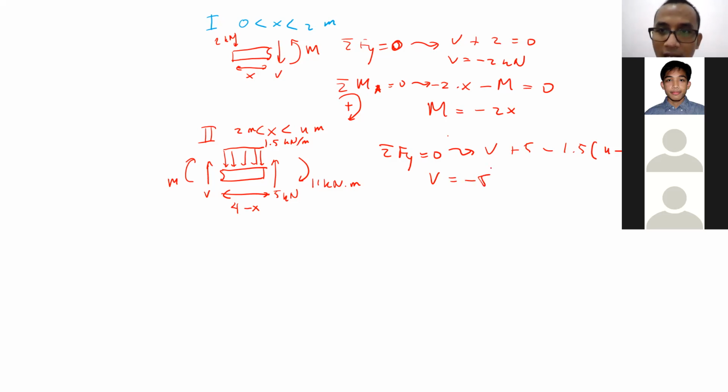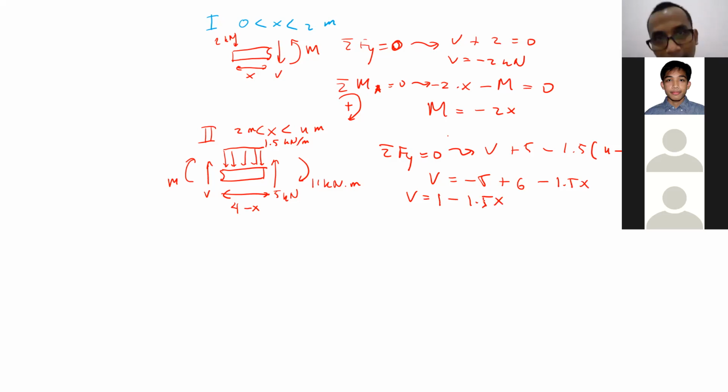So our V is supposed to be equal to what? This one is minus 5. 10 plus 6, then minus 1.5x. So V is supposed to be equal to 1 minus 1.5x, right? Yes, that's our V.